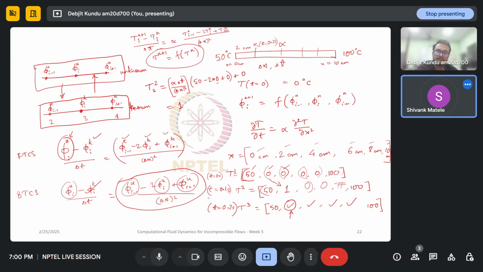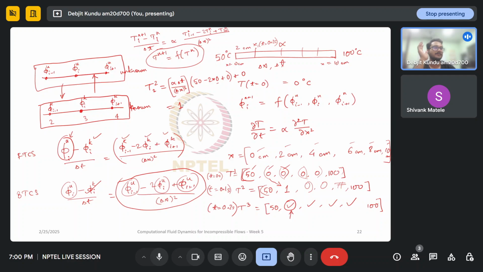Let me formulate my question in a much better way. The forward and backward differencing in time is different than forward and backward differencing in space. Is this it? Not really. No, it's really not.